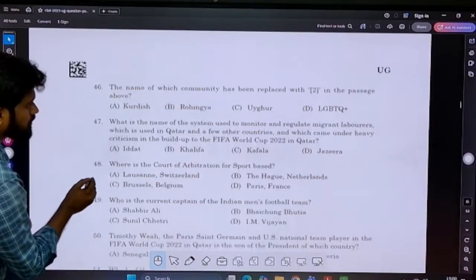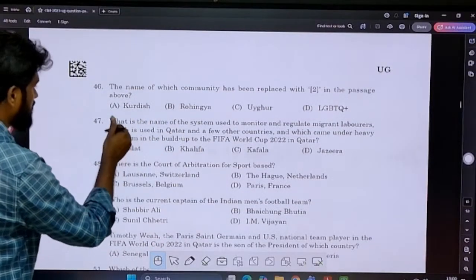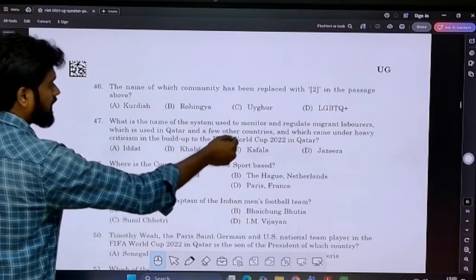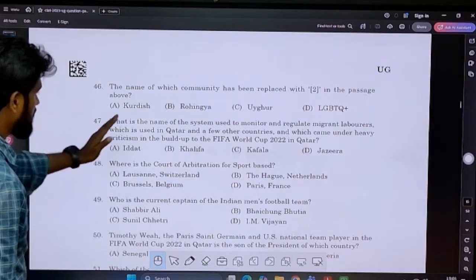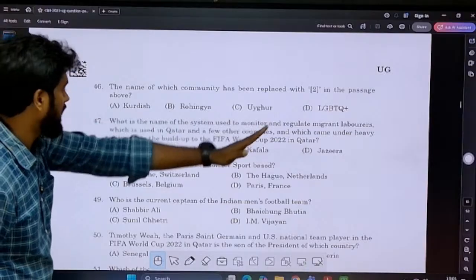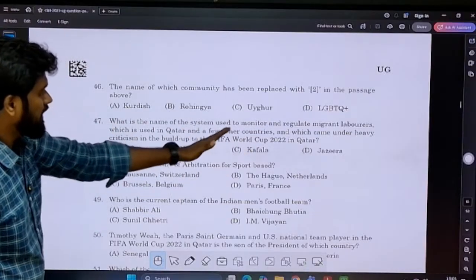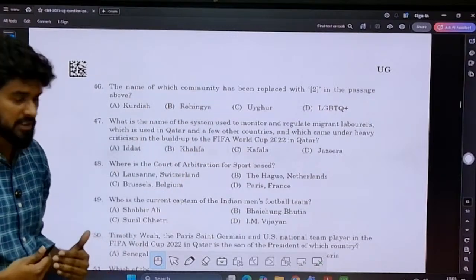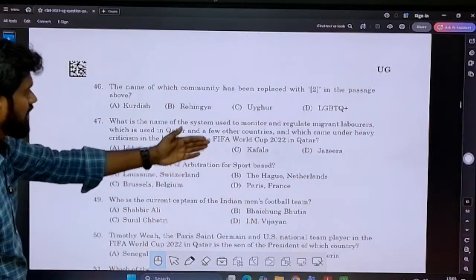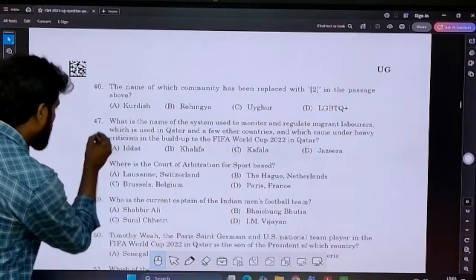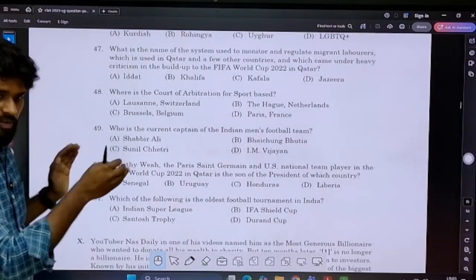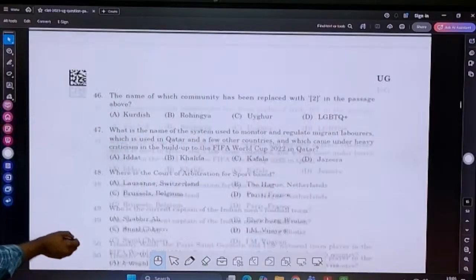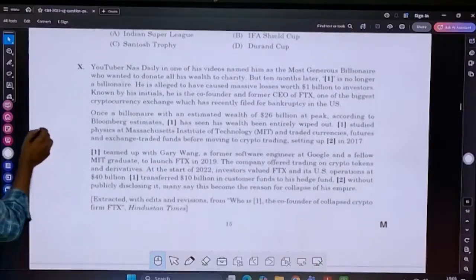What is the name of the system used to monitor and regulate migrant laborers, which is used in Qatar and few other countries, and which came under heavy criticism in the build-up to the FIFA World Cup 2022? So it's talking about what? Qatar జరిగింది కదా. So is it Idat, Khalifa, Kafala or Jazeera? Okay, when you read about these articles with respect to this FIFA, we'll have an entire information regarding this. Okay, so this article is completely on what? FIFA only. Okay, next one, let's see the next one.